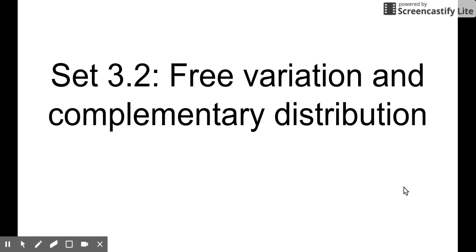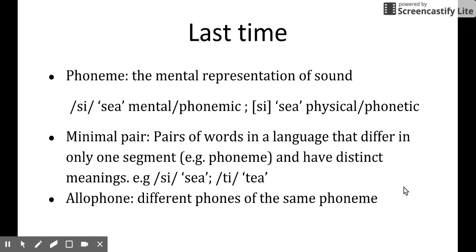Today we are going to talk about free variation and complementary distribution. But before that, let's have a review about last time. So we introduced three concepts: phoneme, minimal pair, and allophone.